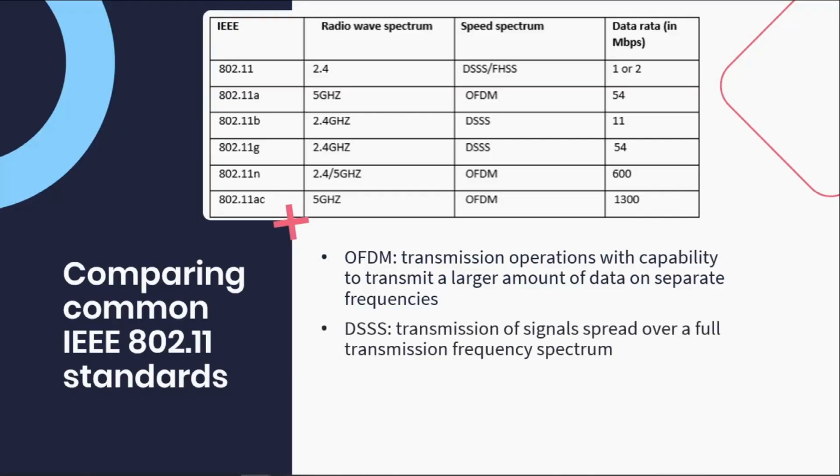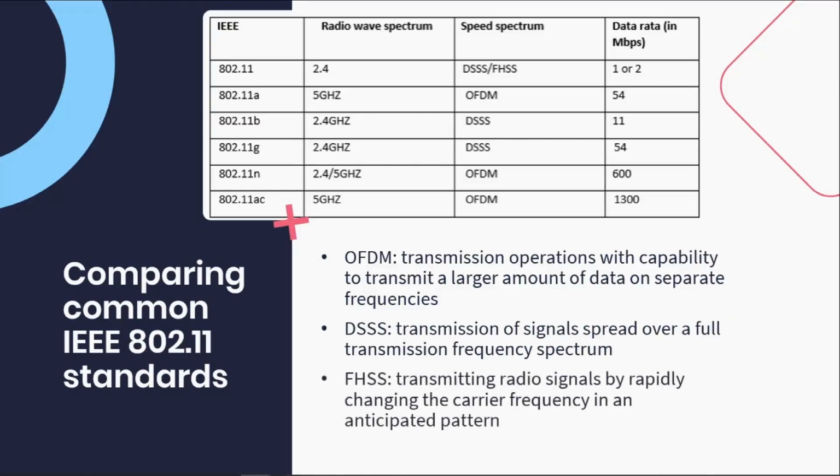operates with the transmission of signals spreading over a full transmission frequency spectrum to reduce the impact of interference during transmission. DSSS is commonly used in telecommunications. And then FHSS, frequency hopping spread spectrum, dictates the application of narrowband signals that change frequencies in an anticipated pattern. An example of this is Bluetooth.